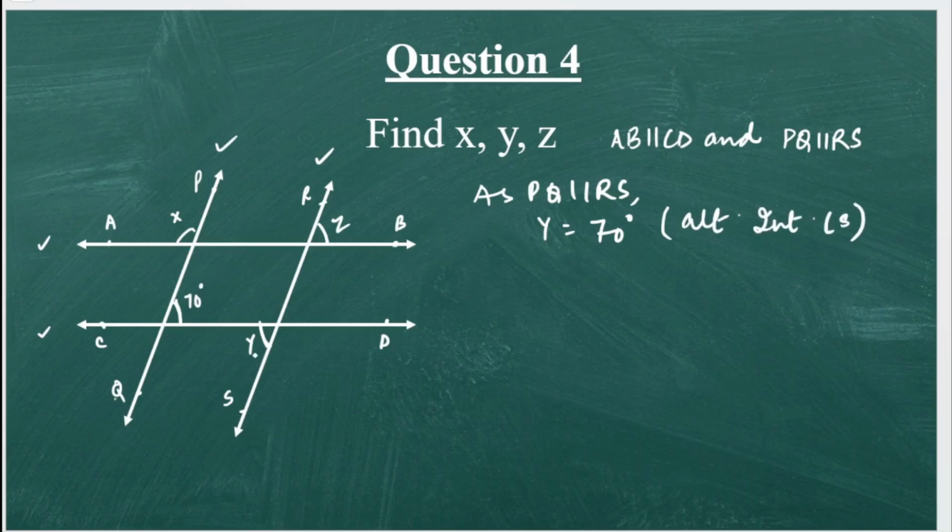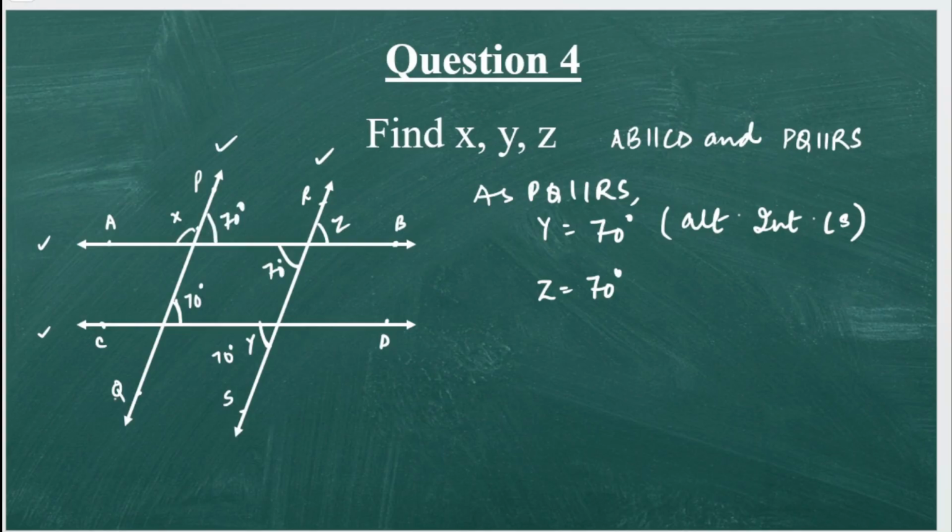Next one. If Y is 70 degrees, then of course this will also be 70 because AB and CD are parallel, so they form a set of corresponding angles. And if this is 70, then Z is also 70 because Z and 70 are vertically opposite angles. So Z comes out to be 70 degrees. Now if I have Z as 70, then what will be this angle? Again, because PQ is parallel to RS, this will also be 70.